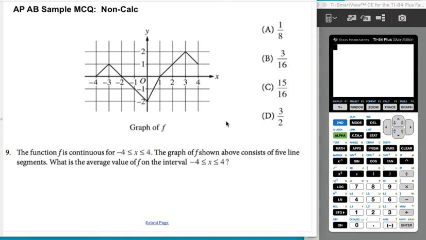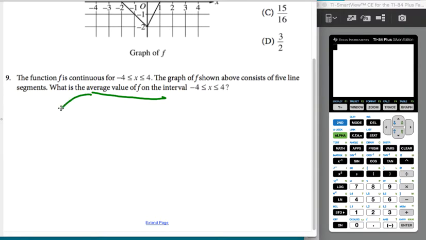All right, we're given a function f that is continuous from -4 to 4, and we're given a graph that is conveniently geometric, and we are asked for the average value of f on this interval, right? So it's really helpful to know the average value of a function formula, right? So it's 1 over b minus a, and then the integral from a to b of whatever function you want the average value of, right?